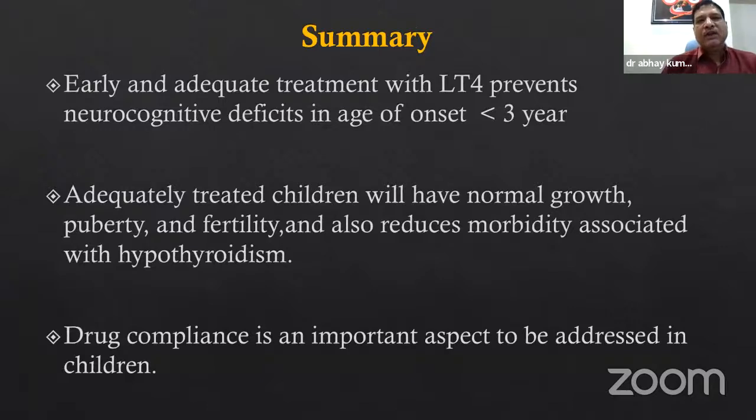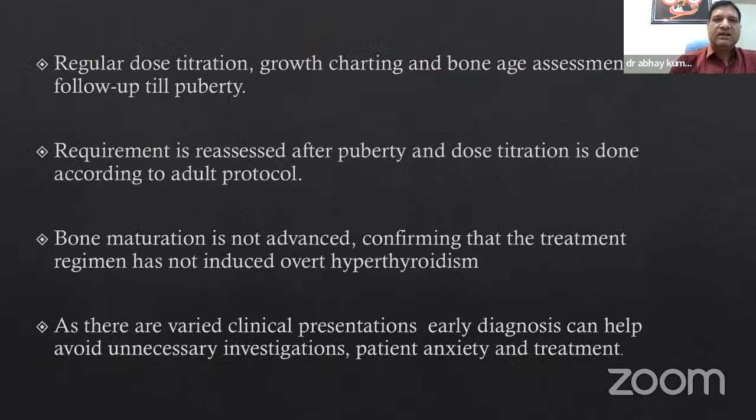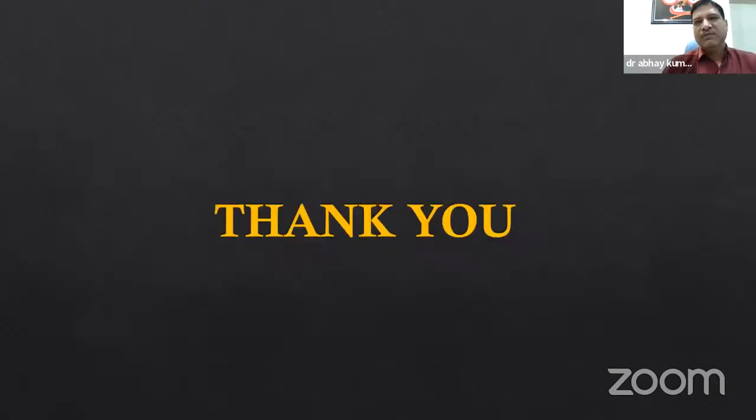Early and adequate treatment with levothyroxine prevents neurocognitive deficits when the age of onset is less than 3 years. Adequately treated children will have normal growth, puberty, and fertility. Drug compliance is an important aspect to be addressed, particularly in children. Regular dose titration, growth charting, and bone age assessment are of utmost importance. The requirement is reassessed after puberty and dose titration is done according to the adult protocol. Bone maturation is not advanced, confirming that the treatment regimen has not induced overt hyperthyroidism. As there are various clinical presentations, early diagnosis can help avoid unnecessary investigations, patient anxiety, and treatment for the complications. With this much, we are finishing.